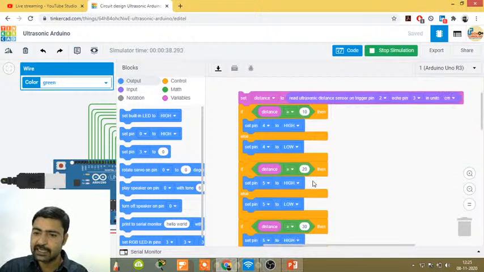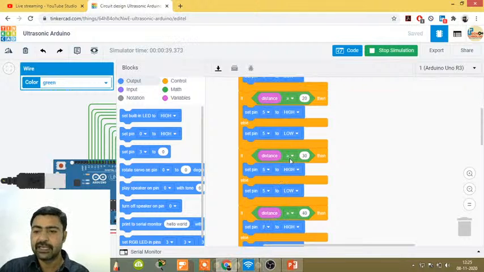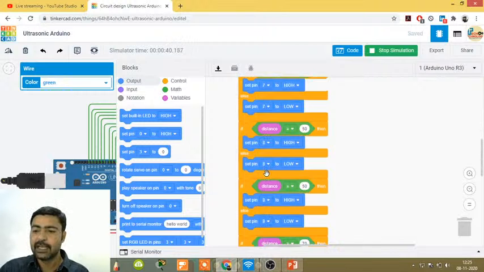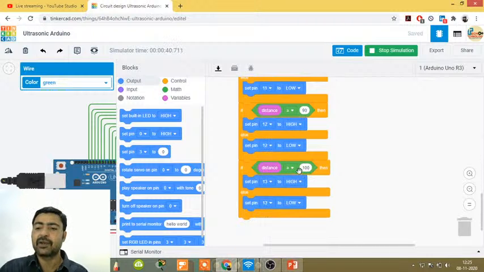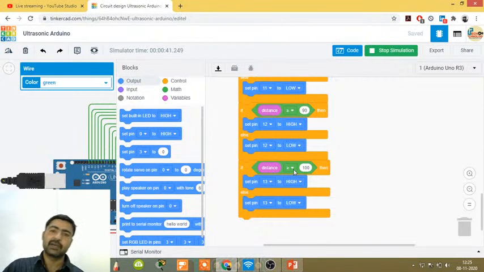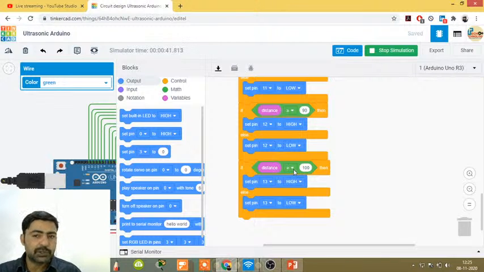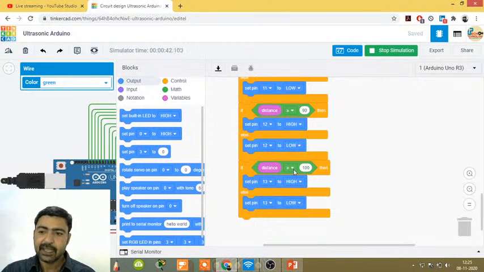Oh, sorry, it's not less than, it's greater than or equal to 10. Okay, now another condition: if it is greater than or equal to 20, then the second LED will glow, which is connected to pin number 5. Then if it is greater than 30, the third LED will glow, which is connected to pin number 6, and so on. So we are measuring it up to greater than or equal to 100. You can change it. It depends on your requirement. It is just an example of how you can use your ultrasonic sensor in your application.